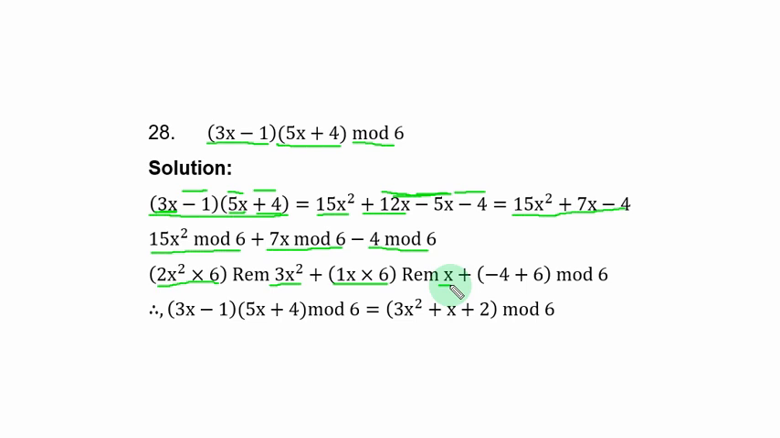When you move to minus 4, although 4 is an element in modulo 6, minus 4 is not an element. So you need to add minus 4 to modulo 6, and that will give you 2. So (3s − 1)(5s + 4) modulo 6 is equal to 3s squared, the first remainder, plus s, the second remainder, plus 2, the third remainder, modulo 6.